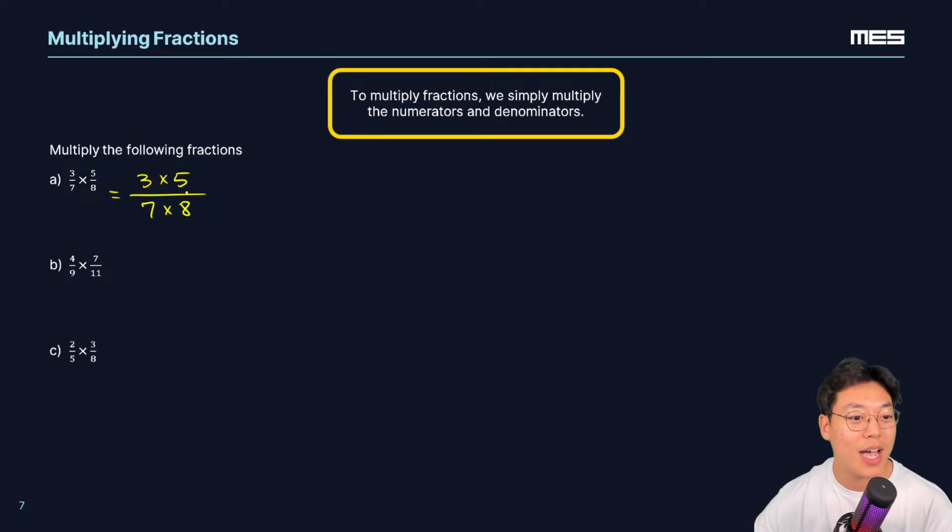So you have 3 times 5 all over 7 times 8. Now, 3 times 5 is 15. And great, Max, you beat me to it. 7 times 8 is 56. Maybe I'll ask you to do this next one.